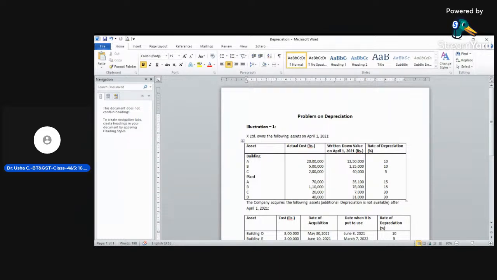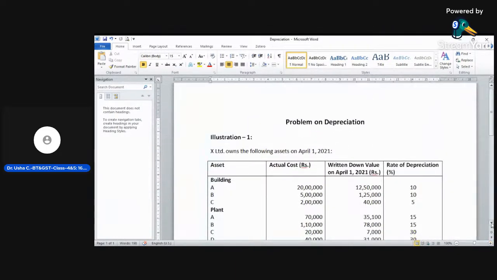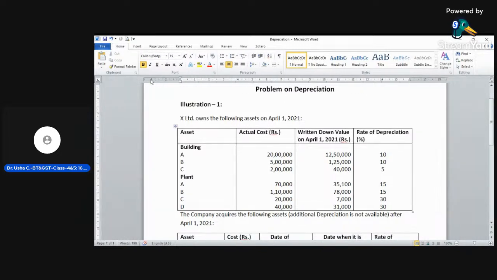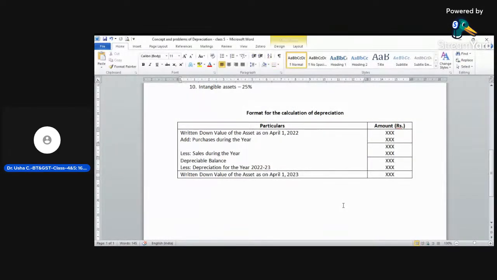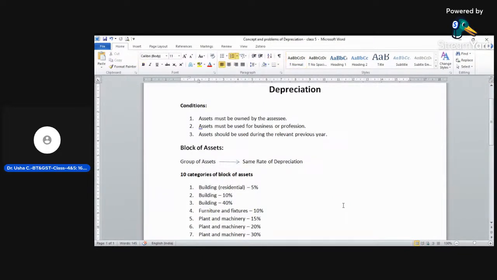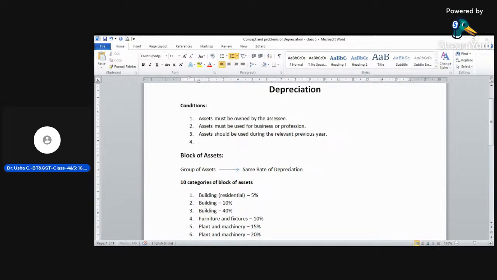Okay, so look at this problem. Here, the first problem is based on depreciation. Let us look into the problem. And one more thing I have to explain to you: here in the conditions, before charging the depreciation, one second, I'll show you. While charging the depreciation, I said the asset should be used during the relevant previous year, correct?